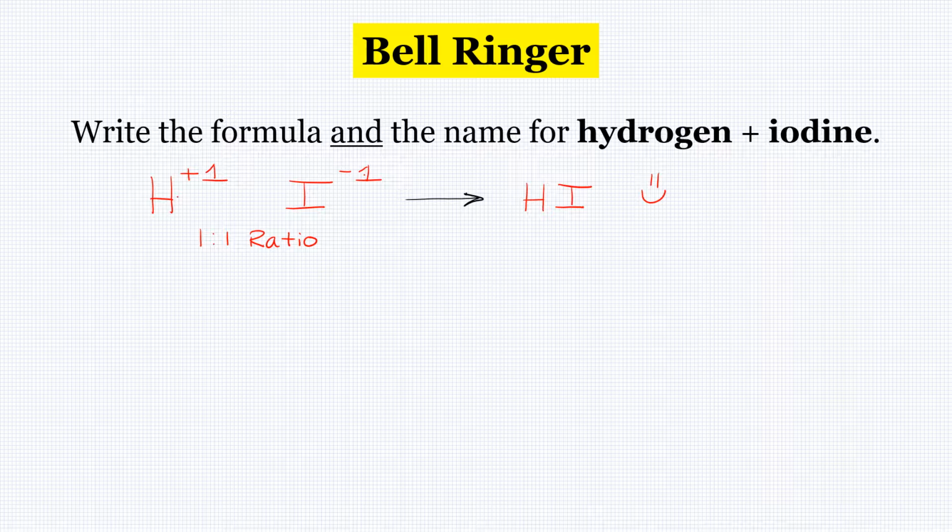When we write the name out, we write the hydrogen out as is, so hydrogen. This is our cation, and remember our cation, we just write it out, don't change anything. And then for the anion, we are going to write out the name, but instead of iodine, it's going to be iodide. Hydrogen iodide. The ending when we combine these is always IDE.